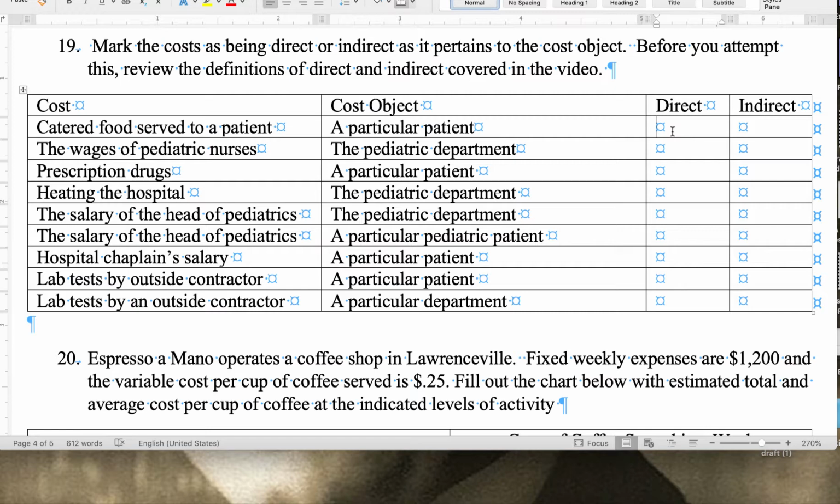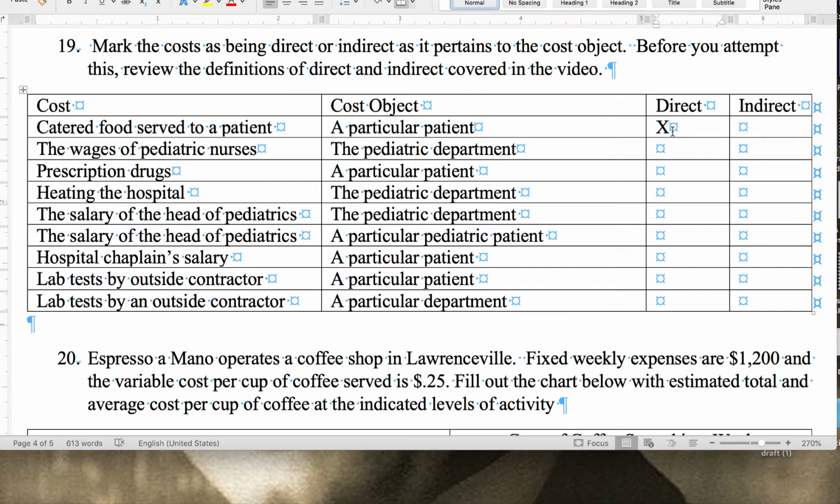Okay, so let's look at the first one. Catered food served to a patient. That's the food cost. Can we easily and conveniently trace that to a particular patient? We sure can. We definitely can. So that's going to be direct.